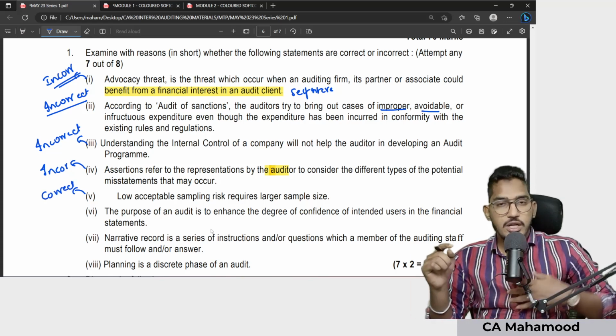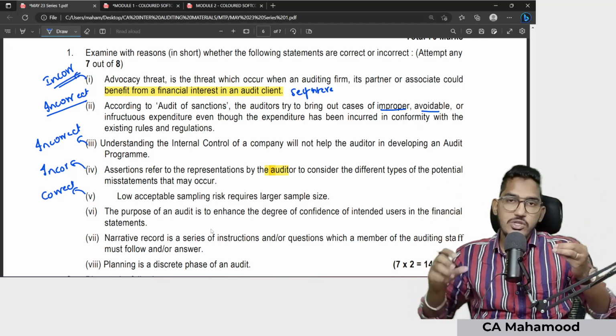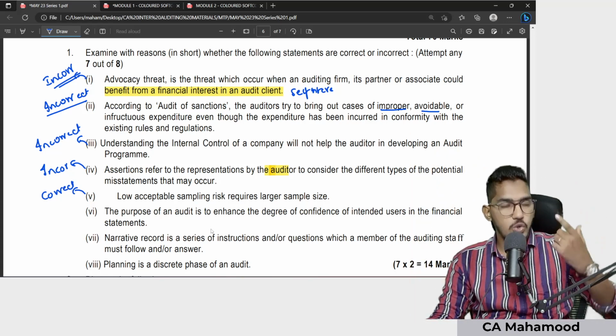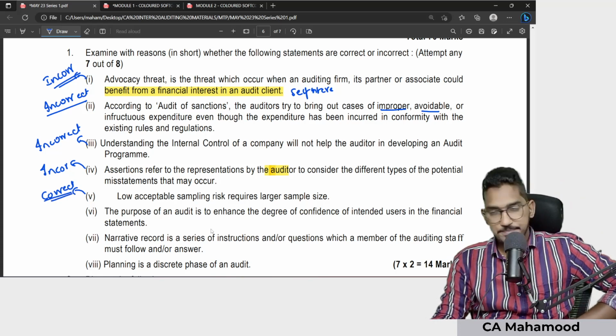Inverse relationship, no. If you go for bigger sample size, your sampling risk will be low. If you go for smaller sample size, your sampling risk will be high. So if you want to have low sampling risk, you need to go for larger sample size. Yes, this statement is correct.